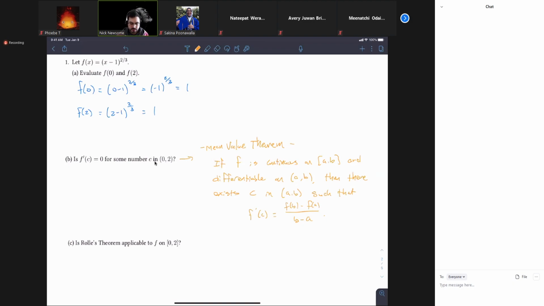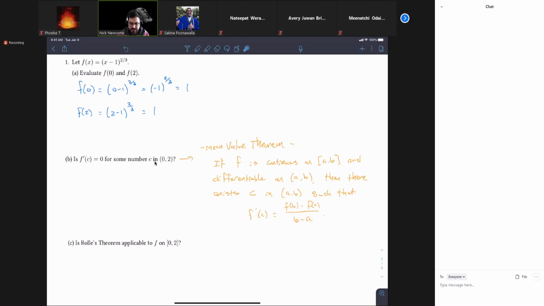Okay, so looking now back at part B, the question is, is f prime of c equal to 0 for some number c in the interval 0 to 2? Okay, so a couple of things we need to verify. First off, is my function continuous on the closed interval 0 to 2? And the answer is yes. Nothing crazy going on here.